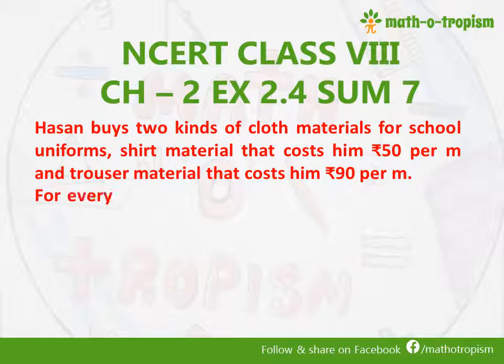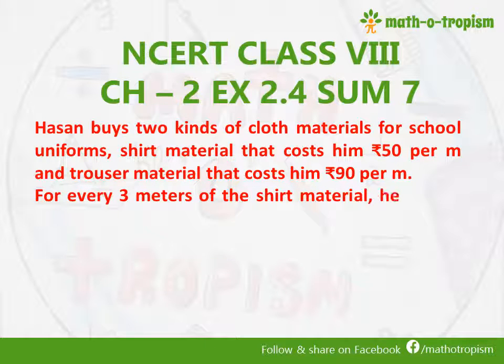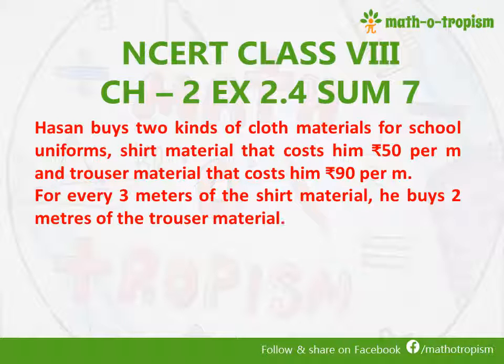Next, for every 3 meters of the shirt material, he buys 2 meters of the trouser material. So it means what? If he is buying 6 meters of shirt material, then the trouser material will be 4 meters. We are just saying that here the ratio of the shirt material to the trouser material is 3:2. That means for every 3 meters he's buying 2 meters. It means we have to convert this into the form of a ratio.